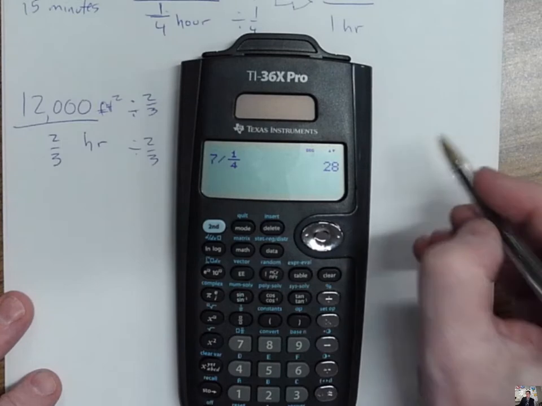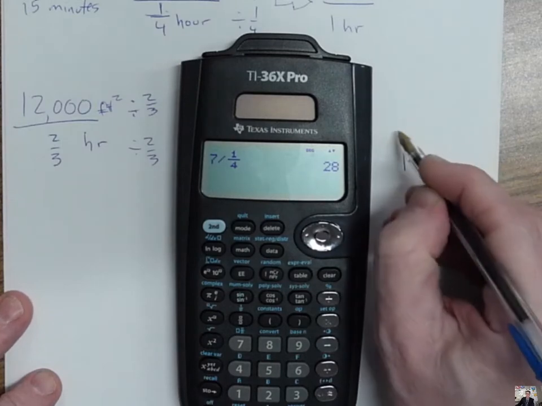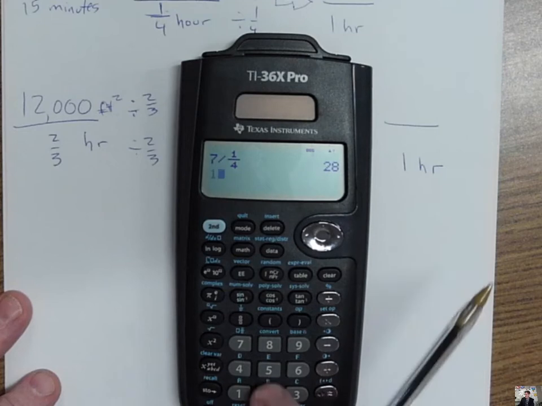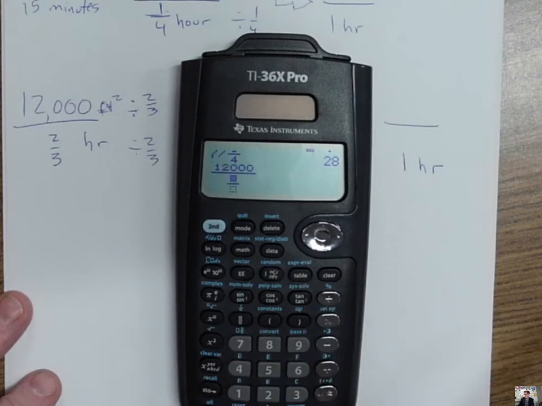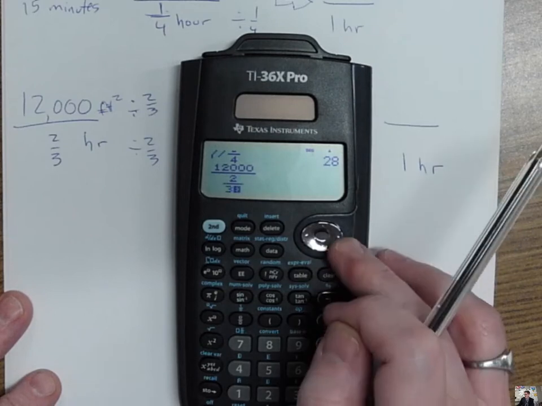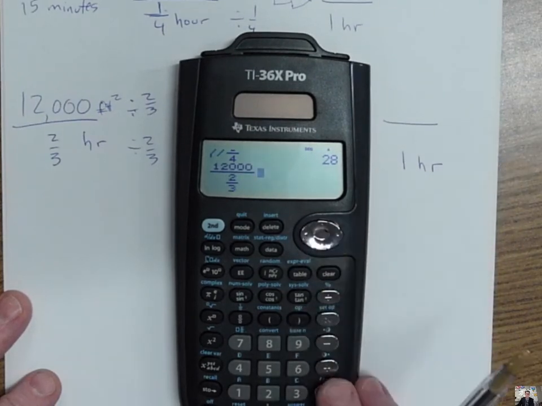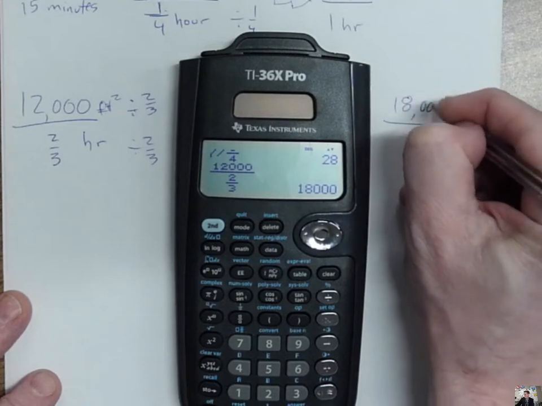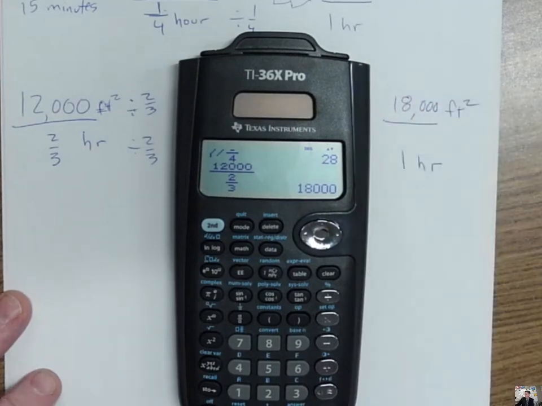2/3 divided by 2/3 is 1, so there's 1 hour. Question is, what's 12,000 divided by 2/3? 12,000 divided by the fraction 2/3. There's a lot of ways you can write divide by on this calculator. If you wrote it that way, it was 18,000 square feet can be done in 1 hour.